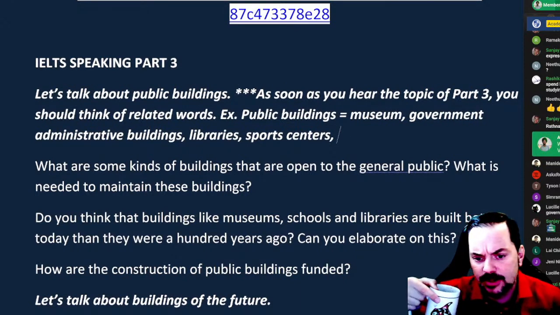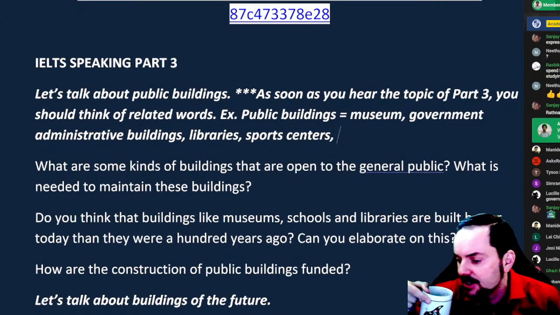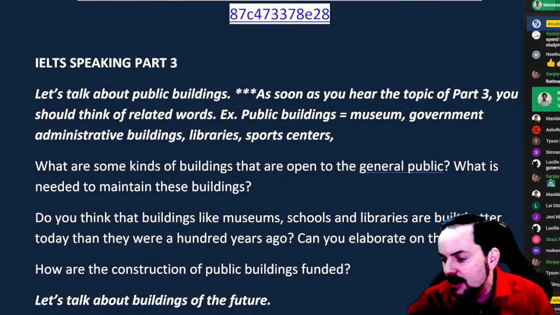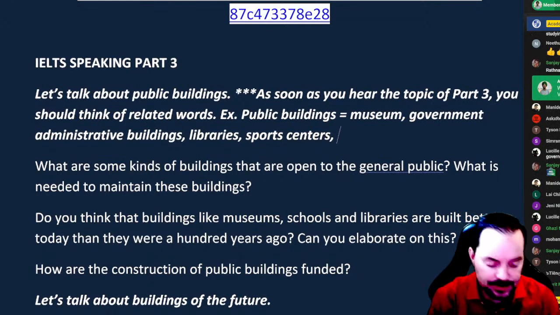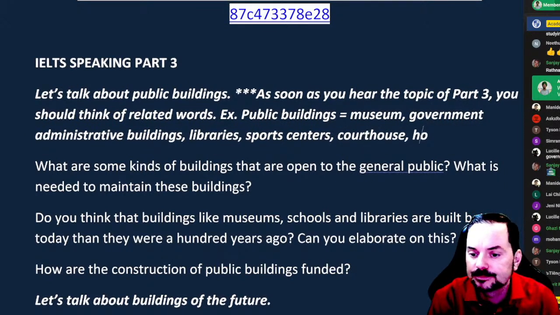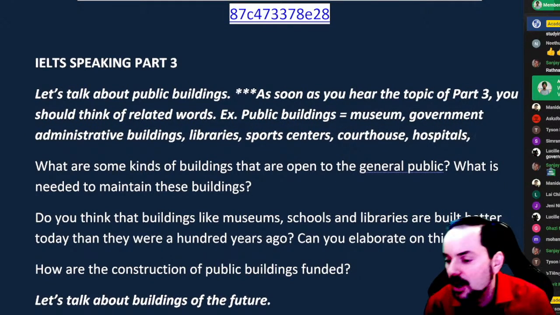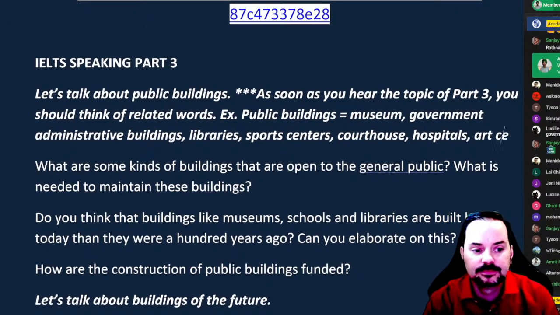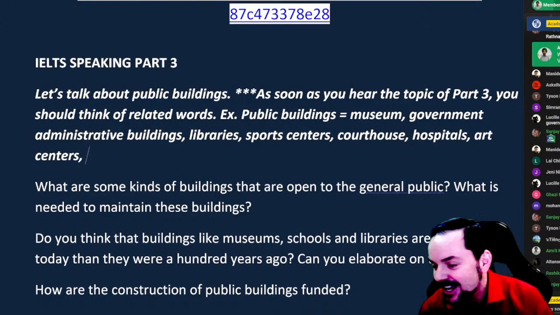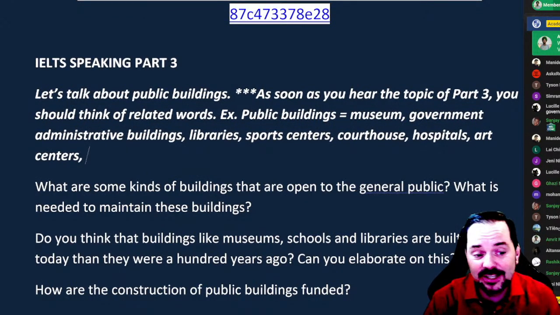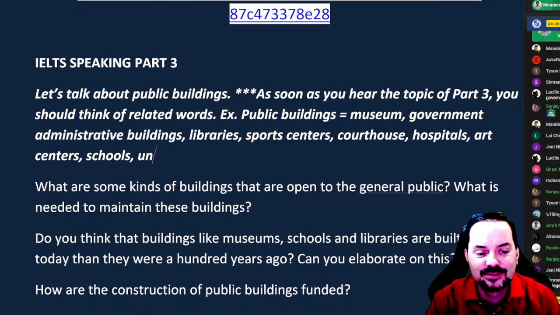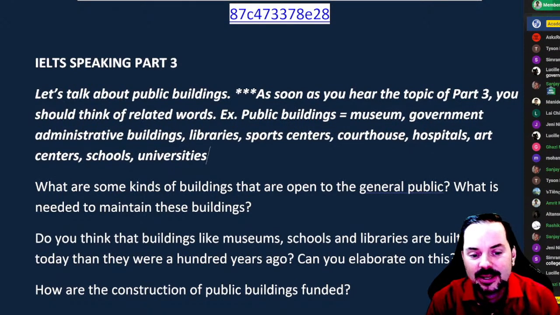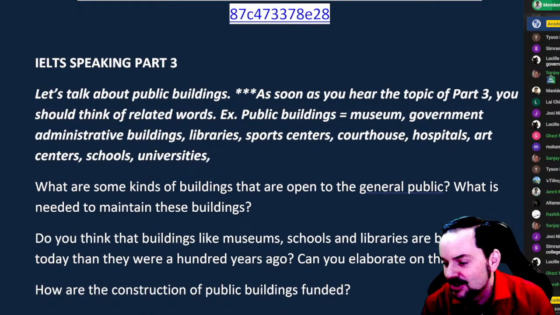What else? There are more public buildings. Very good, Mohammed. So courthouse, hospital. Yep, hospitals. Are some art centers. Somebody finally says maybe a university. Definitely schools, right? Certain schools, universities as well. There are public universities and post-secondary education centers.